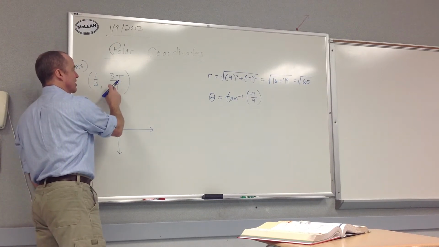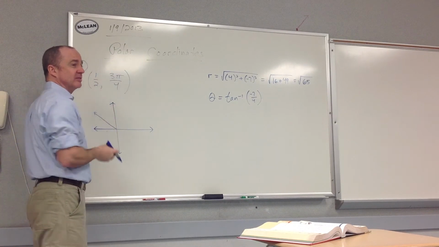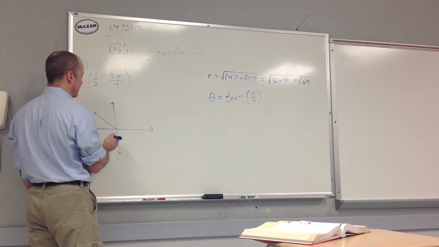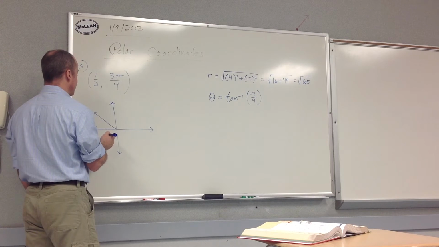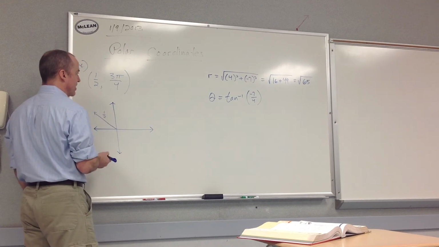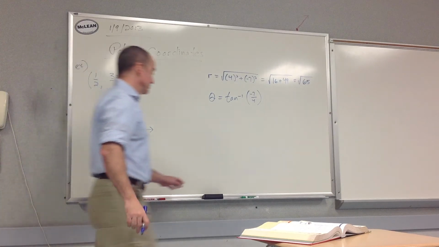3 pi over 4 is 3 times pi over 4, so it's 3 times 45. That's a hint I use to have some idea where I am. Okay, and it's got a length of 1/2. What kind of triangle have I created here?